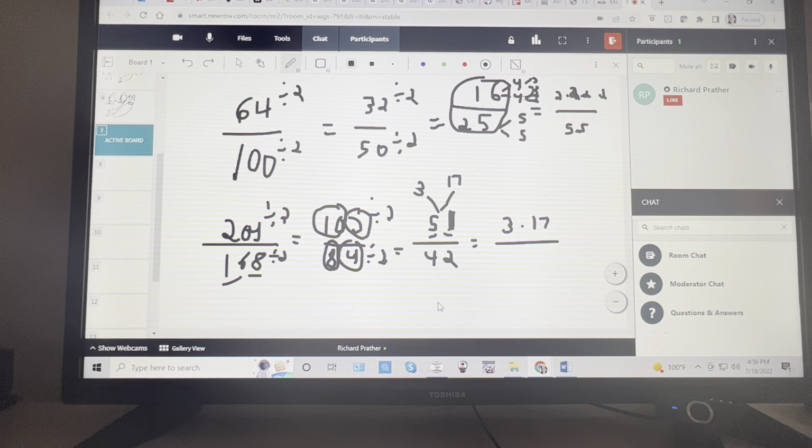But we saw 42 already. That was 6 times 7. 2 times 3. There's all my primes, 2, 3, and 7. But they have 3 in common. So you can cancel the 3s. 17 is the only thing left in the top. The bottom has 2 and 7, so then you multiply it back together again, 14. This fraction would reduce to 17 over 14.